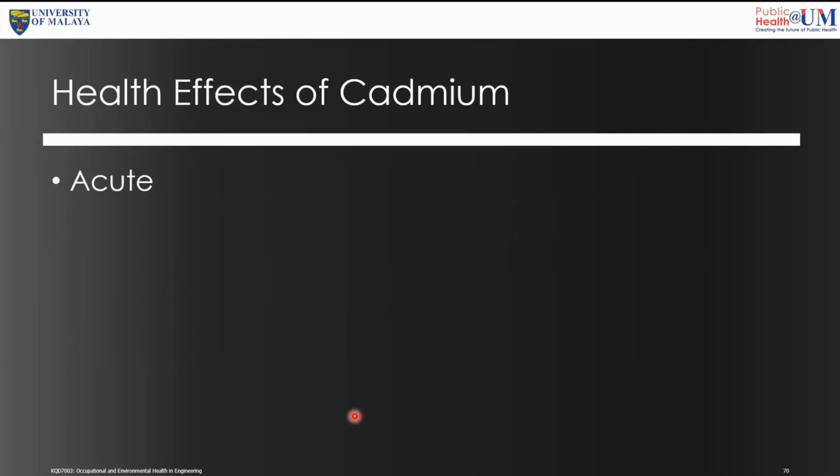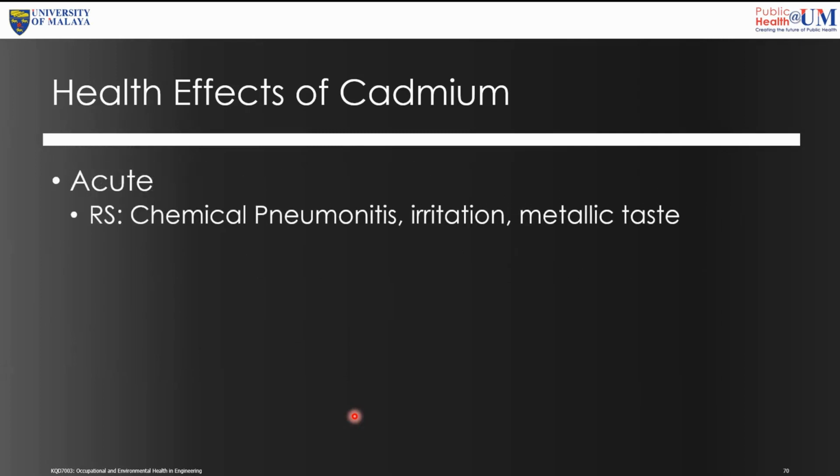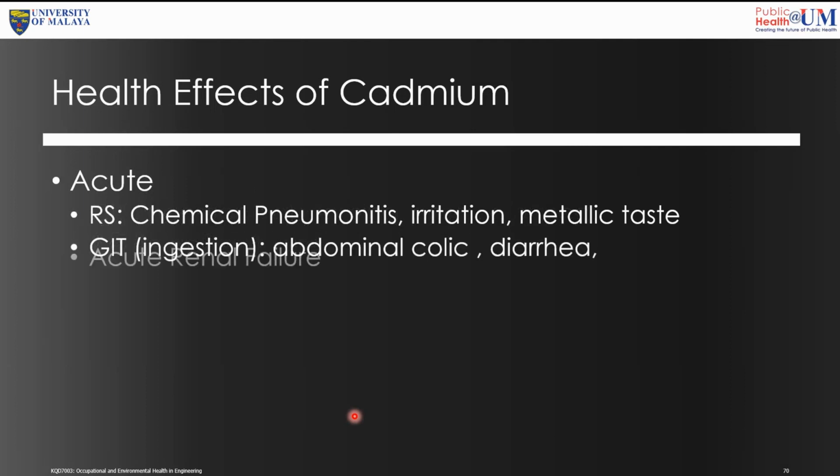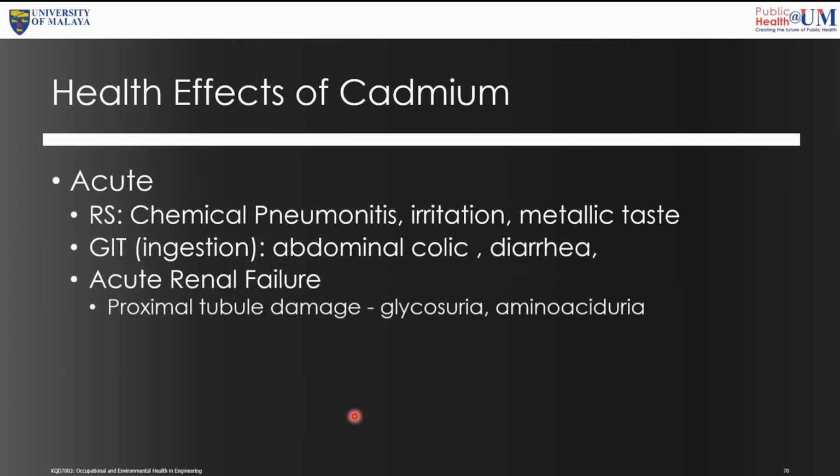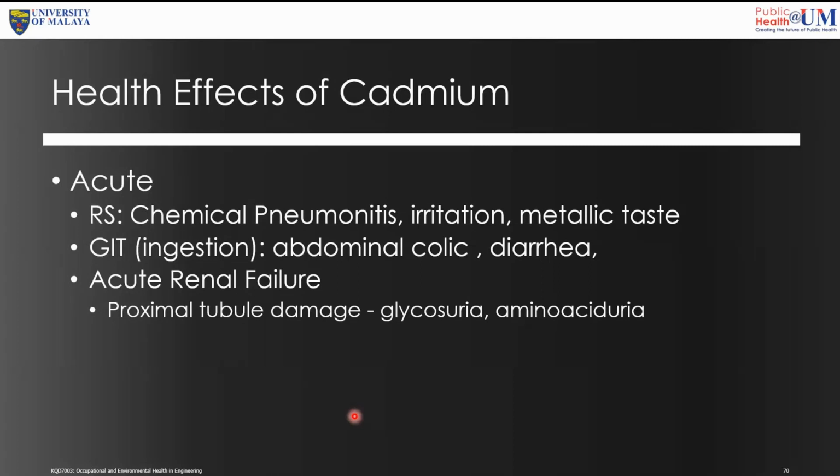Health effects of cadmium, acute health effects. In the respiratory system, it causes chemical pneumonitis, irritation, and a metallic taste. Basically it's more of an irritant, and that's where you get chemical pneumonitis. When a chemical is an irritant, you get inflammation of the lungs, which becomes pneumonitis, or lung inflammation, and then you get lung edema. In the gastrointestinal tract, you get abdominal colic and diarrhea, also due to the inflammation itself.